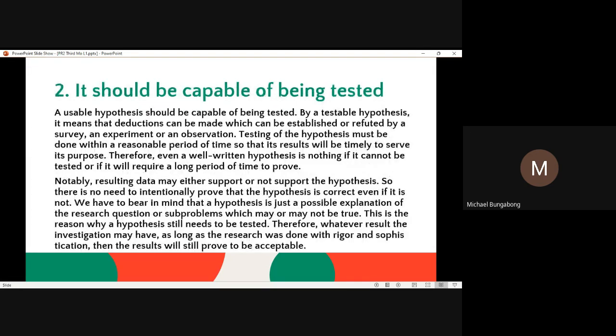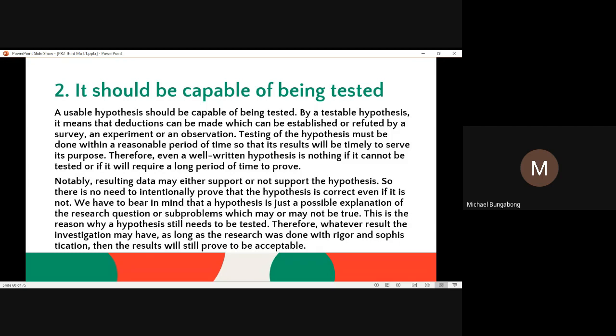All right. So secondly, it should be capable of being tested. Remember, a usable hypothesis must be testable. Okay, because that means it will have a deduction, which can be established or refuted by a survey, an experiment, or observations. So testing of the hypothesis must be done within a reasonable period of time, and aside from a reasonable time, within the time frame that you created.